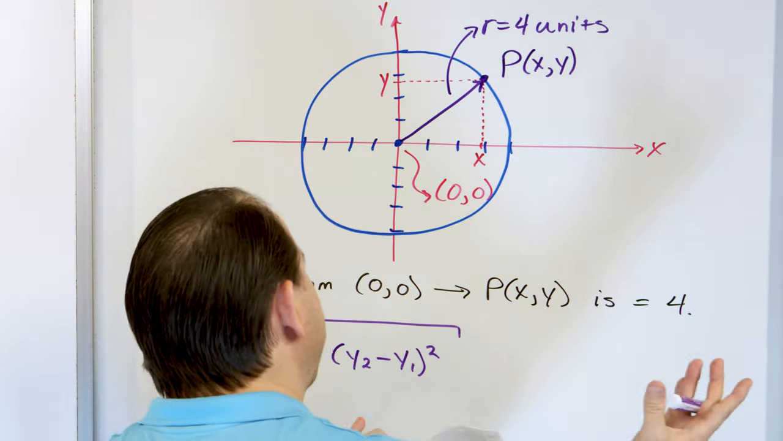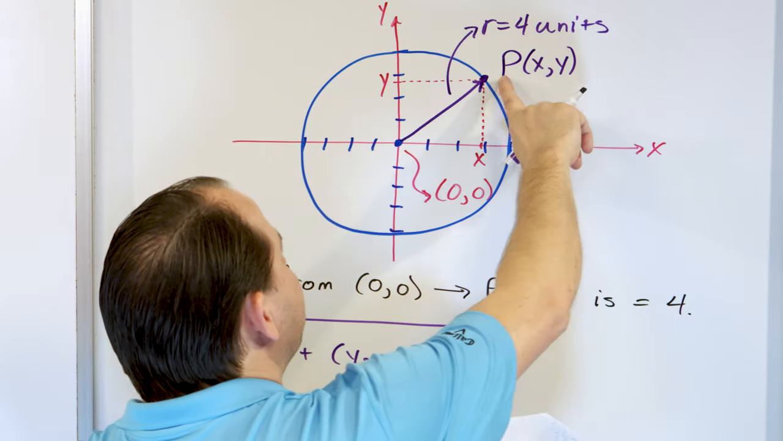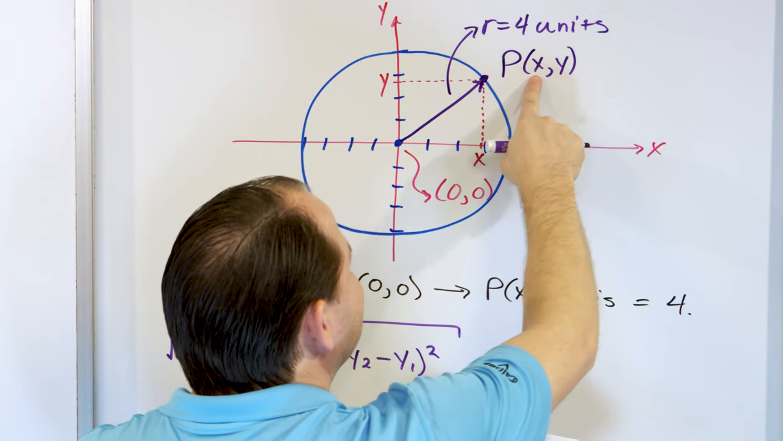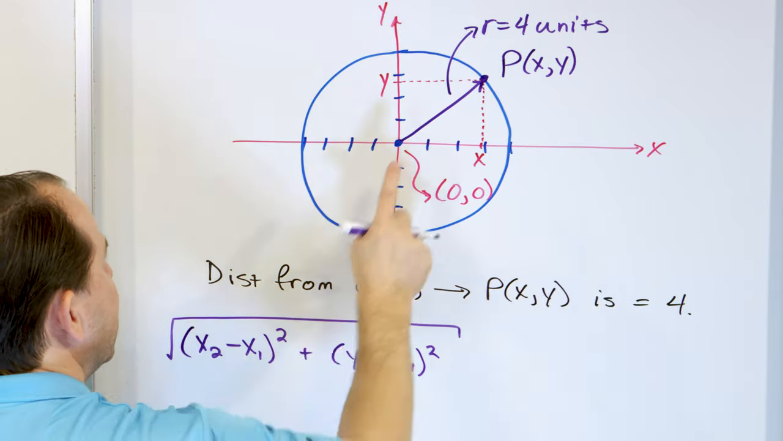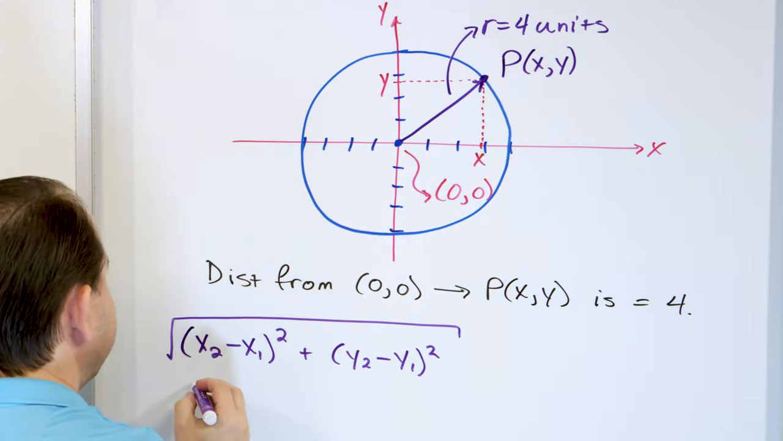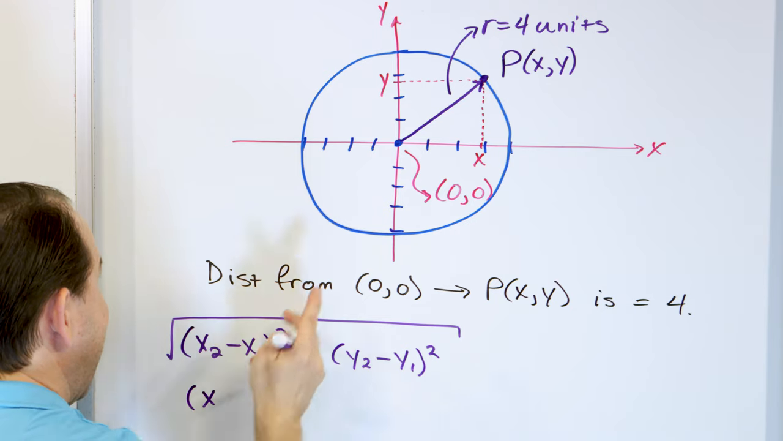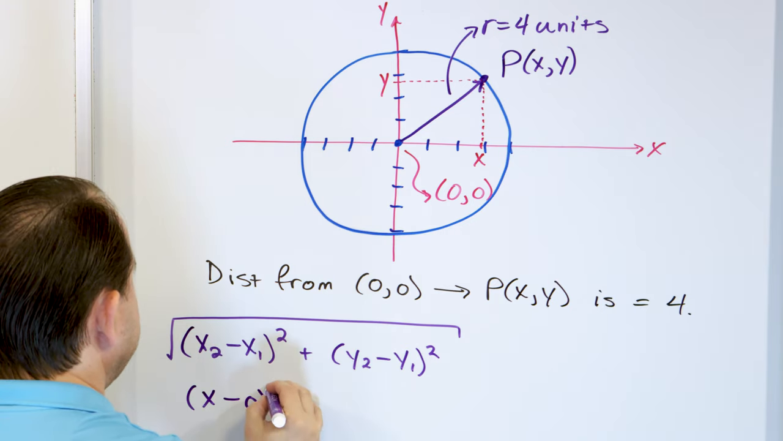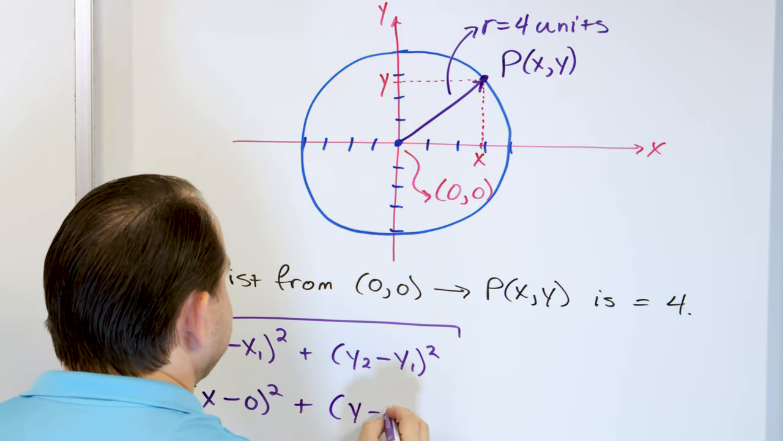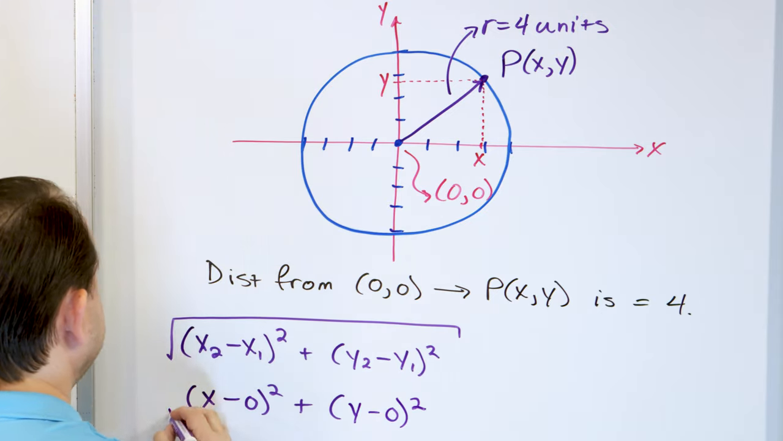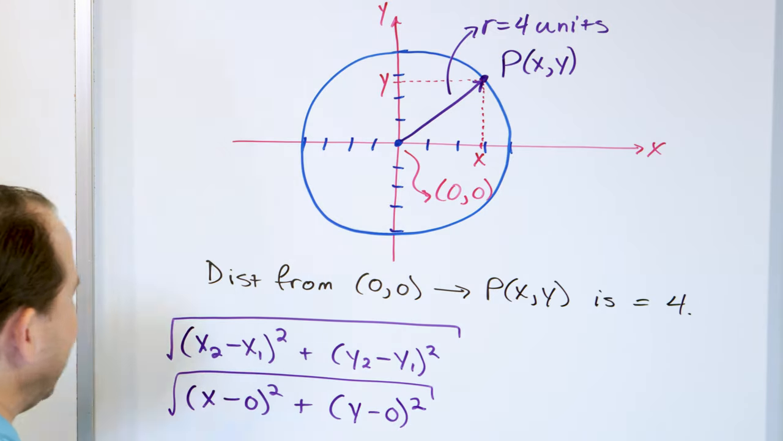The only thing is we know what one of the points is, but the other point, we don't really know what it is. We just know it has some x and some y value. So to find the distance between them, going from here, subtracting here, the distance would be the square root of whatever x is minus 0 quantity squared plus whatever y is minus 0 quantity squared. This is the distance between those two points. Make sure you understand it.